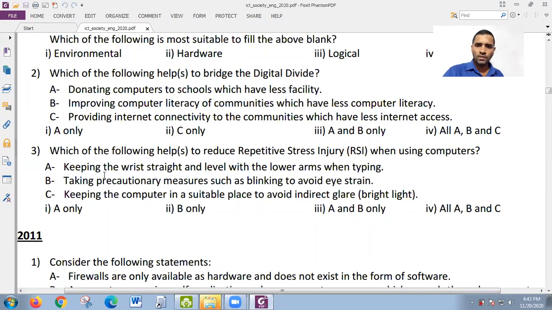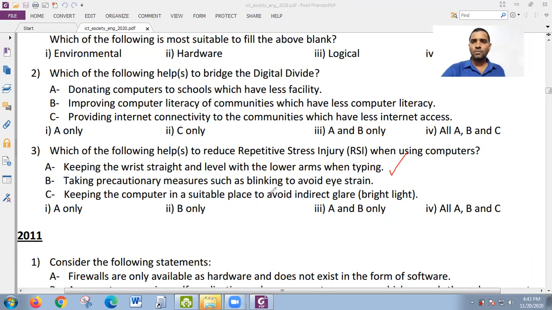Number one, keeping the wrist straight and level with the lower arm when typing, right? Keeping the wrist straight and level to lower arm, which means your elbow should be parallel. Yes, that is correct. Having or maintaining this one is very important, right? Your wrist must be straight and also your elbow must be parallel. So that is correct. That can reduce RSI because RSI is something from here to here, right?